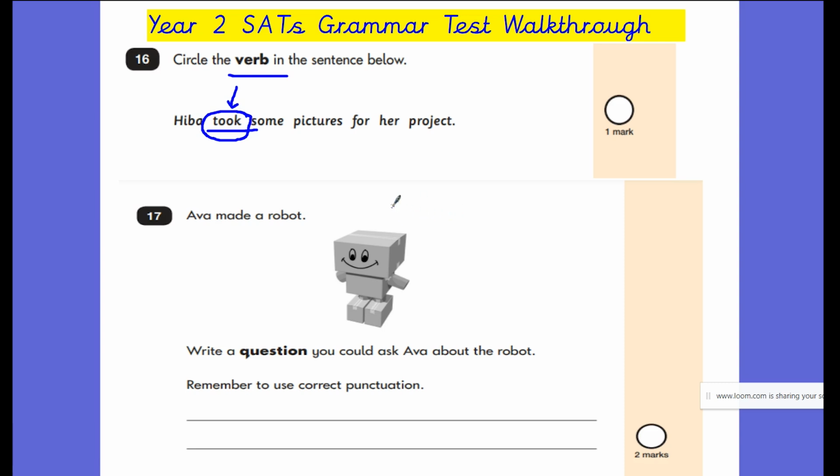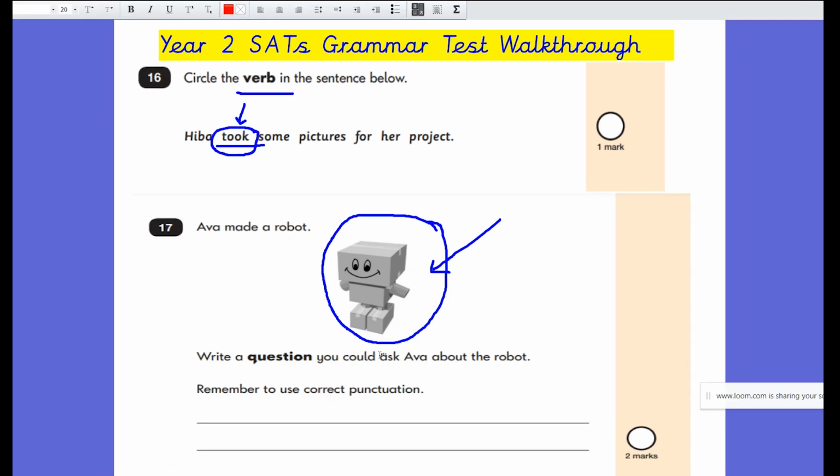It's a bit different, a bit out of the box, which is interesting because this robot here is made from cardboard boxes, and it's kind of an activity that children might do in school. They may make a robot out of cardboard boxes, and then use that as a focal point for some oracy, some talking. For example, this question is asking them to write a question. You could ask Ava about the robot.